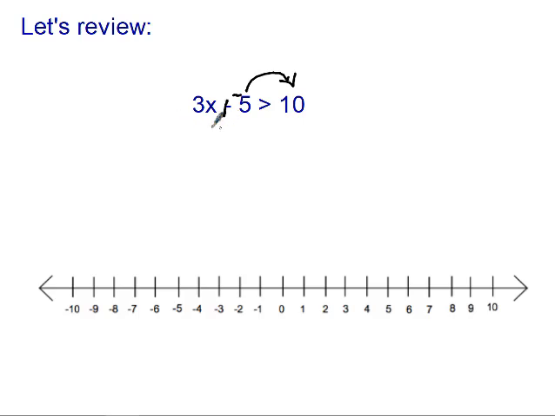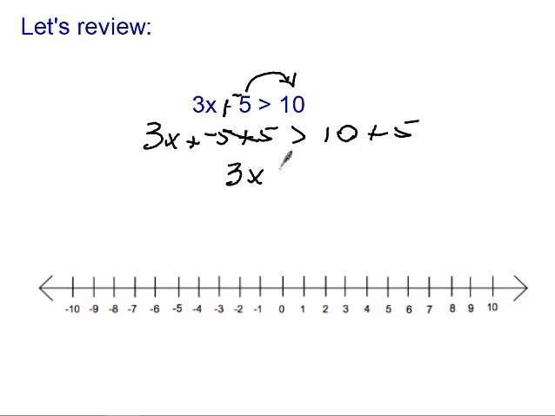The first way we're going to do it is the old way, kind of the mathematically correct way, or the long way. 3x plus negative 5, and to get rid of that, I'm going to add a positive 5, is greater than 10. If I add that to one side, this 5, I must add it to the other side as well. So I add a 5 here. My 5's then cancel each other out, and we're left with 3x is greater than 10 plus 5, which gives you 15. Now to get rid of this multiply by 3, I'm going to divide by 3.